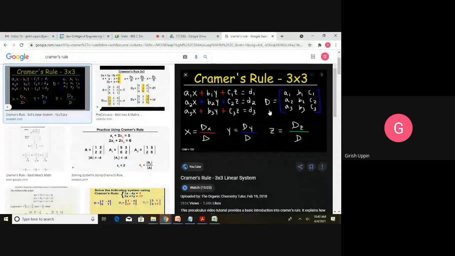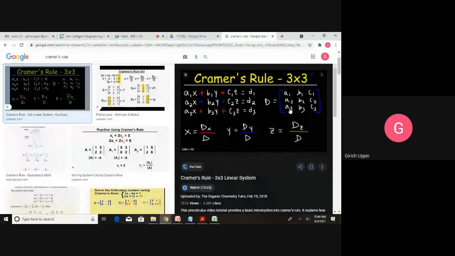First, using Cramer's rule, we will find the determinant. You must already be aware of this. So using all these coefficients, we create the matrix and we find the determinant value for that. How to find it? A1 into (B2C3 minus B3C2), minus B1 into (A2C3 minus A3C2), plus C1 into (A2B3 minus A3B2). So that is the D value.